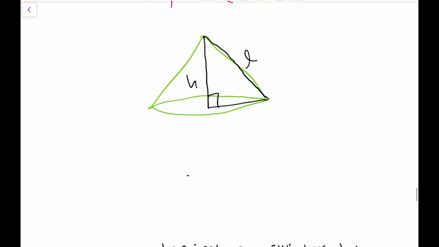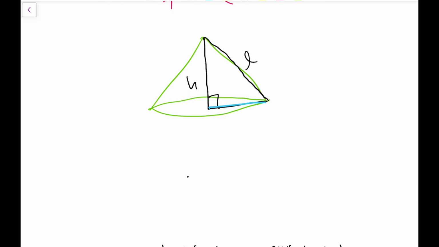Radius is 3, height is 4, right? So radius is given as 3 cm and height is given as 4 cm. Now let us find out the L value. What does Pythagoras theorem say? Hypotenuse square is equal to base square plus height square. 3 square 9 plus 4 square 16 is equal to 25.